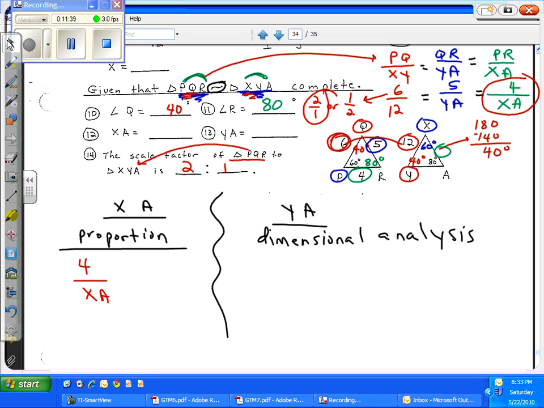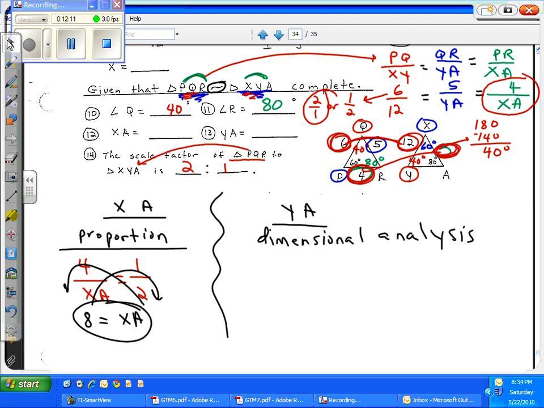That means we need to use our scale from first to second, since we said 4 over XA, little triangle to big. So we're going to go little to big. In a proportion, it has to be the same: little, big, little, big. We're going to cross multiply. 2 times 4 is 8. XA times 1 is XA, and so XA equals 8.